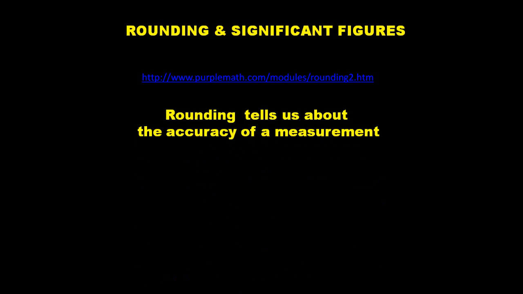Okay, rounding and significant figures. Again, here I've shown a website which gives a very good insight into rounding and significant figures and the influence they have, or what they indicate in terms of accuracy. It's very important that we round our information correctly so that it indicates the accuracy with which we've measured it. Rounding tells us about the accuracy of measurement, and it's very important that we have all those zeros if they're necessary, and reduce the amount of zeros if they're not necessary.